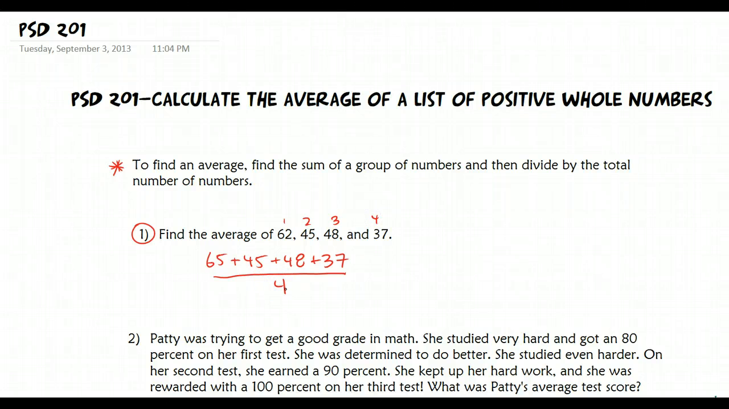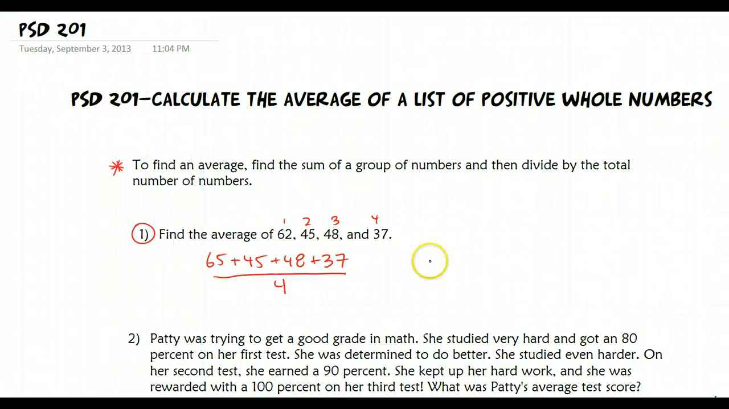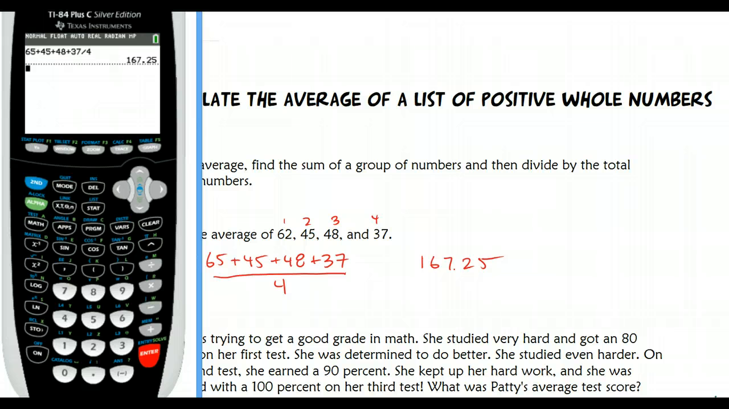Now, the only thing is you want to make sure you're putting this in your calculator correctly, okay? So let me pull up the calculator here. If I type this in as 65 plus 45 plus 48 plus 37, and then I hit divided by 4, I'm actually going to get the wrong answer. So I'm going to write this answer down here, 167.25.